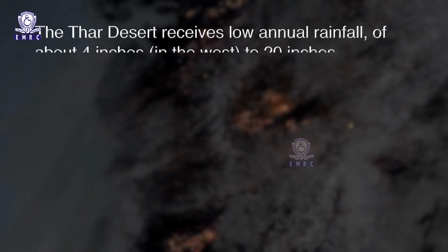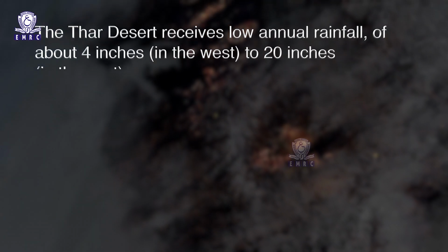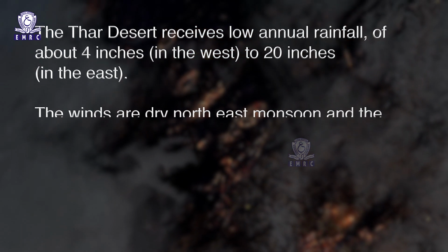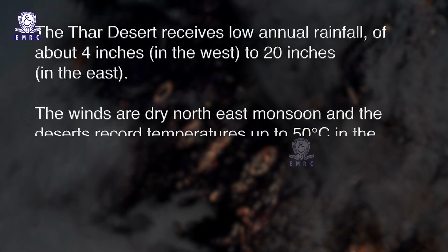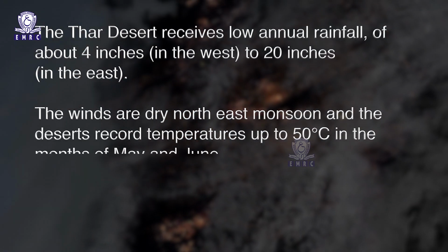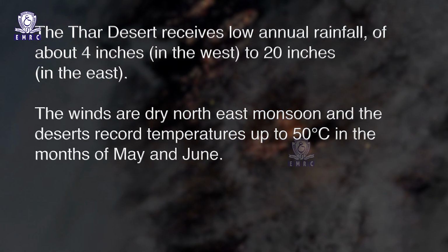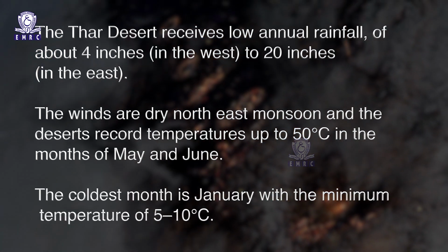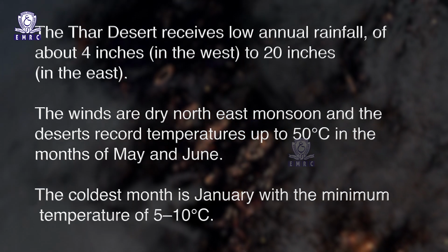The Thar Desert receives low annual rainfall of about 4 inches in the west to 20 inches in the east. The winds are dry northeast monsoon, and the desert records temperatures up to 50 degrees Celsius in the months of May and June. The coldest month is January with a minimum temperature of 5 to 10 degrees Celsius. The winters are short, for 2 months, only December and January. Dust storms blow with velocities of up to 150 km per hour during the peak summer season.